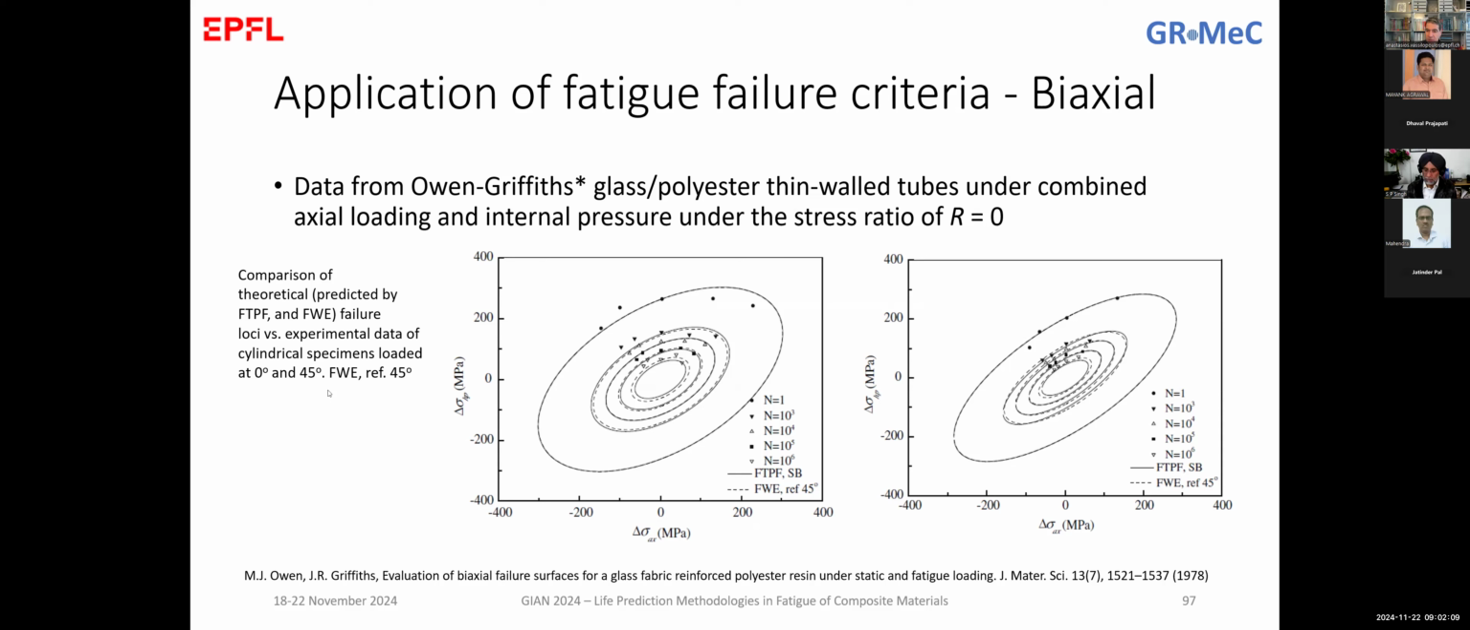So again, here is the comparison of the two criteria for the normal stress and the shear stress of the shear loading of the tubes. Both criteria show quite good predictions. Again, if we go deeper into details, we see that the FTPF is a bit more accurate.